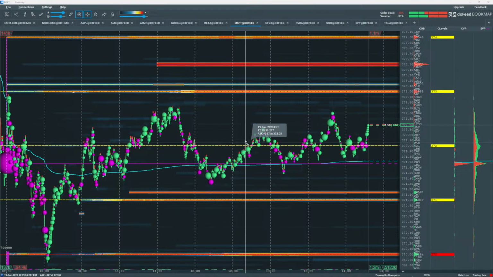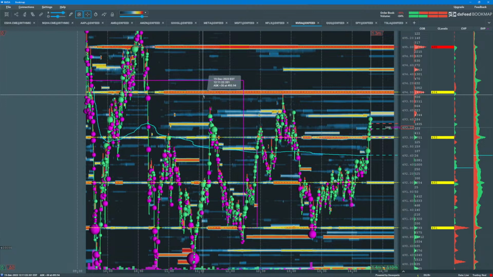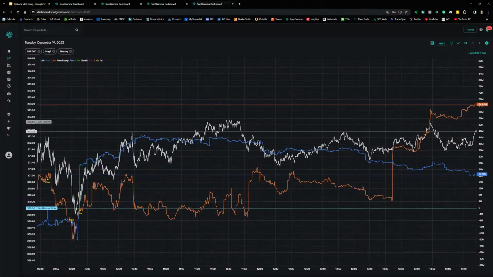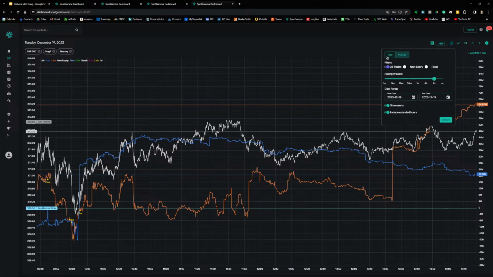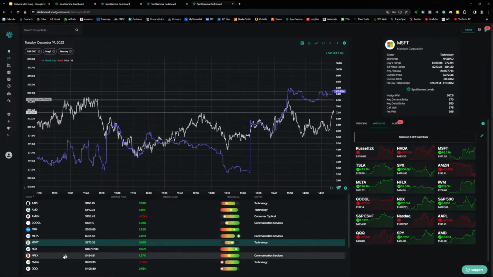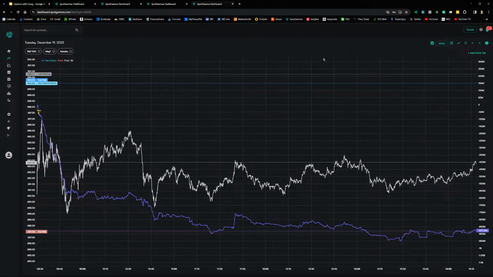Well, let's go on to the next setup. So bullish setup here in Microsoft. NVIDIA, very choppy day. Let's go take a look at Hero. Go to NVIDIA. And traders taking negative delta positions in NVIDIA today.